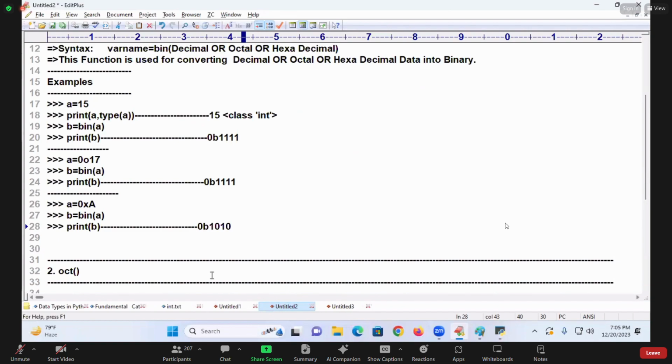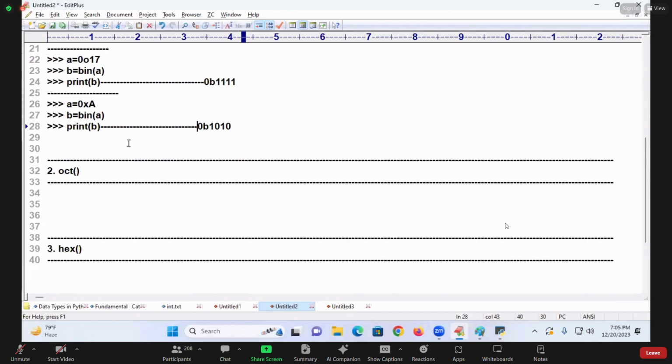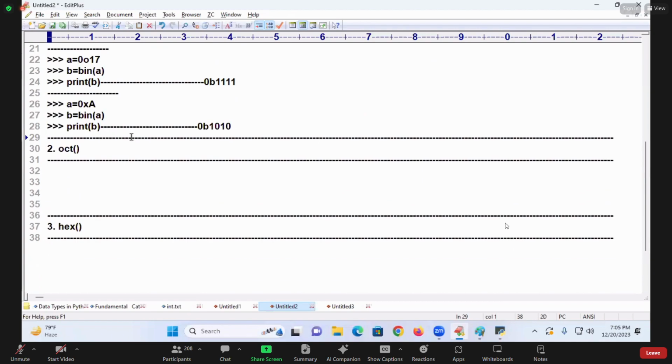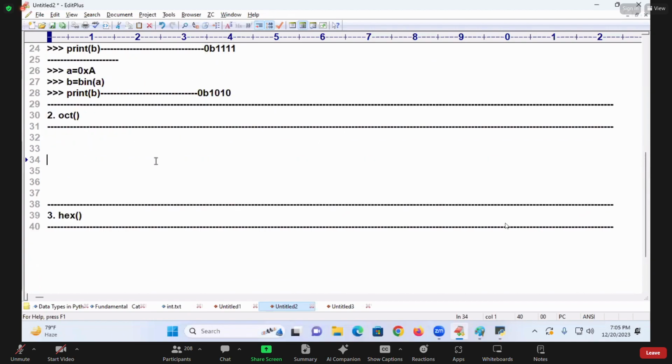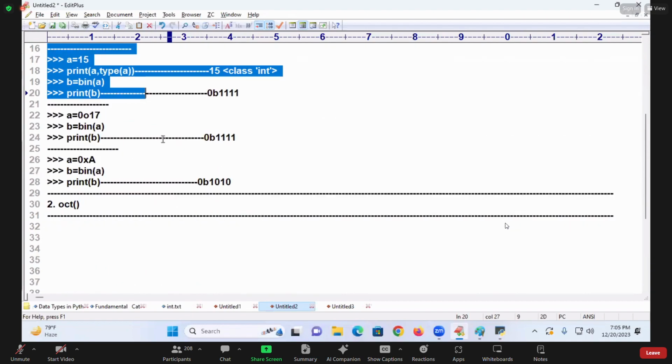Base conversion functions are already done. Are you able to follow? Go to the next, octal. Octal now I am going to. Students in the online, respond. Is the first one clear? Is the first one clear?